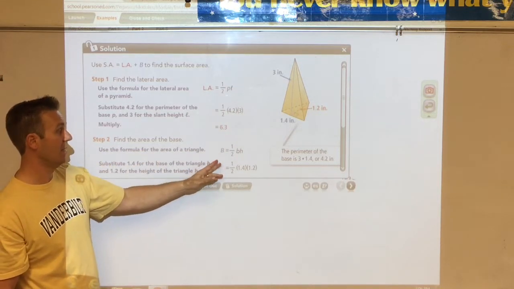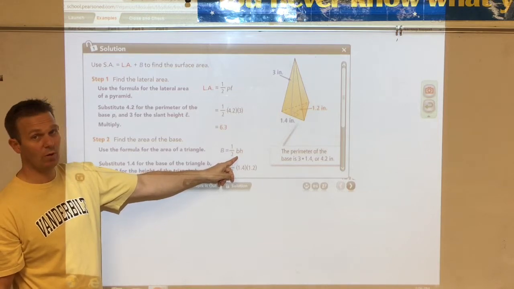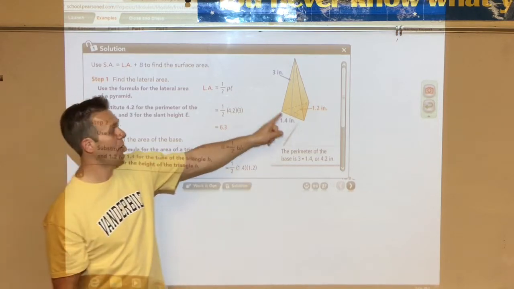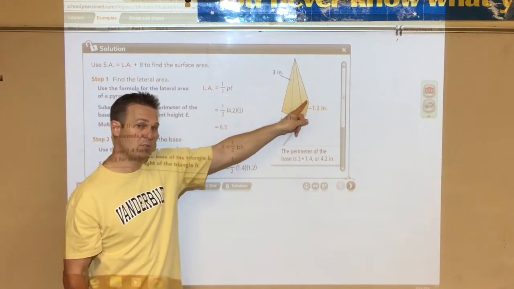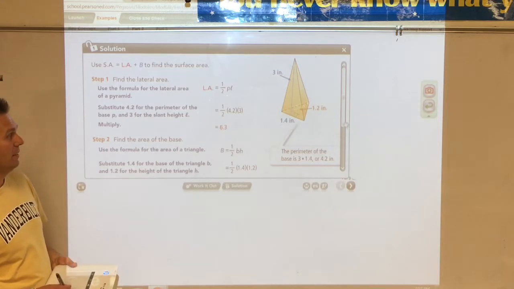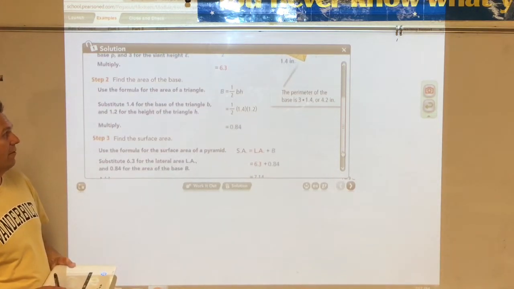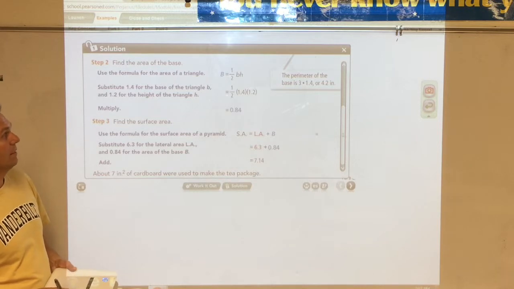Now you find the base. The area of a triangle is base times height divided by 2, or 1/2 base times height. So we're going to use 1.4, and this time we're going to use the 1.2 because we need the height of the base of the triangle. You multiply those two together and divide by 2, and you get your answer, 0.84. Now you take the 6.3 and the 0.84 and add them together for the final 7.14. That's how you would solve that.